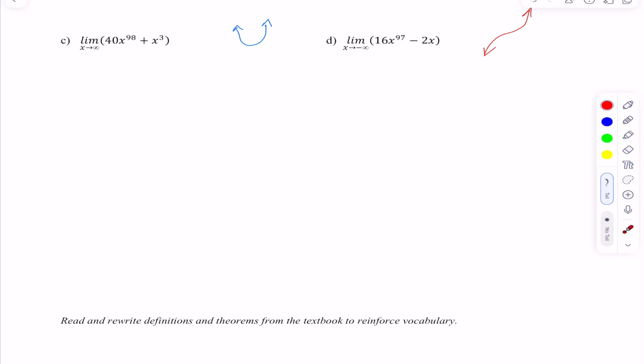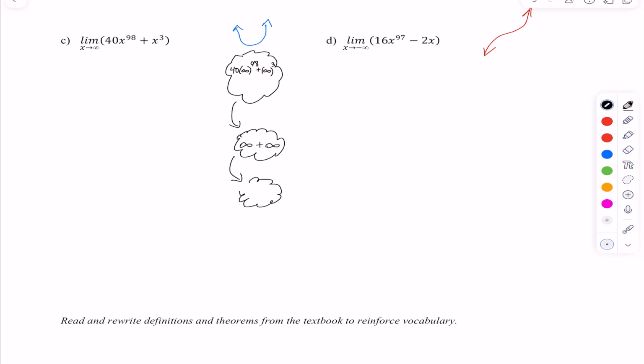Let's check its form. One way to understand limits is by checking forms. What's 40 times very large raised to the 98th power plus very large raised to the third power? You could see that this looks like very large plus very large, which is a determinate form. It's going to be determined to be the concept of infinity.